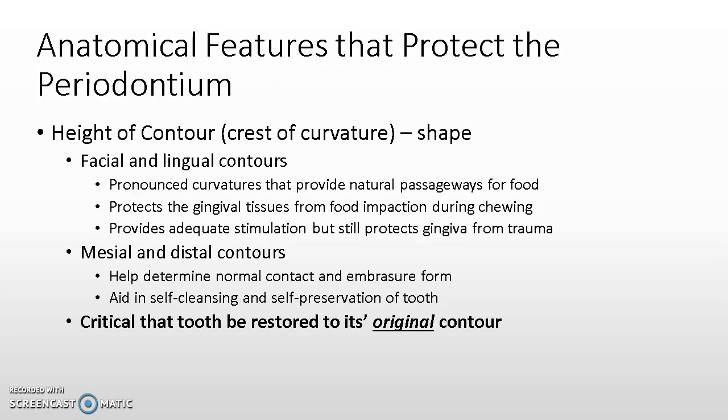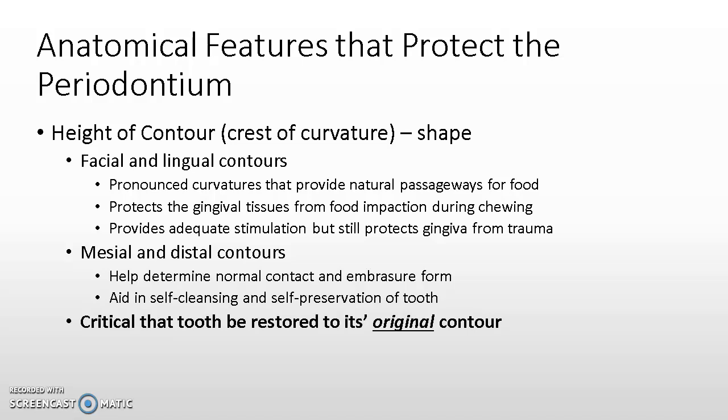So some anatomical features that protect the periodontium, one is called the height of contour, which is simply the crest of curvature or the shape of the tooth. We have a couple different heights of contour. We have the facial and lingual contours, which are the pronounced curvatures that provide natural passageways for food. It also protects the gingival tissues from food impaction during chewing, and it provides adequate stimulation for the tissue but protects the gingival tissues from trauma.